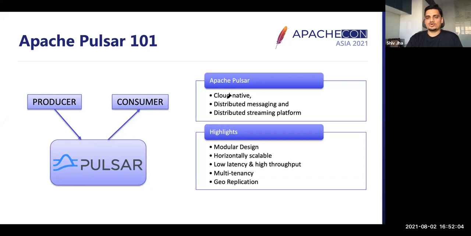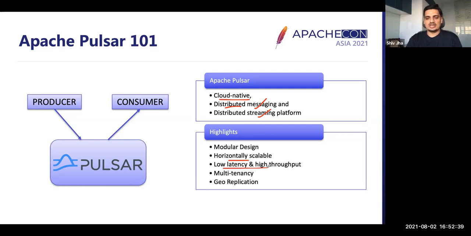So Apache Pulsar, in my own opinion, is the next generation of streaming after Kafka. It's completely cloud native. It's a distributed store, and it provides messaging as well as streaming. It has a really nice modular design where there is a stateless layer, which is the broker for serving the data, and there is a storage layer that is separate. You can horizontally scale either compute or storage completely independent of each other.